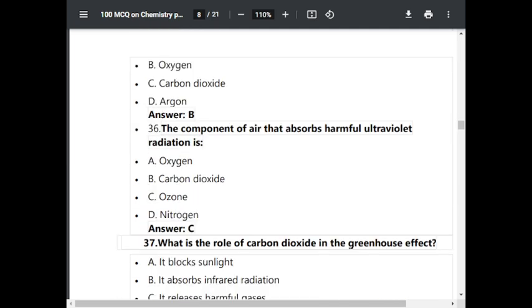Question number 36. The component of air that absorbs harmful ultraviolet radiation is: option A oxygen, option B carbon dioxide, option C ozone, option D nitrogen. The correct answer is C, ozone. Ozone is the component of air that absorbs harmful ultraviolet radiation.